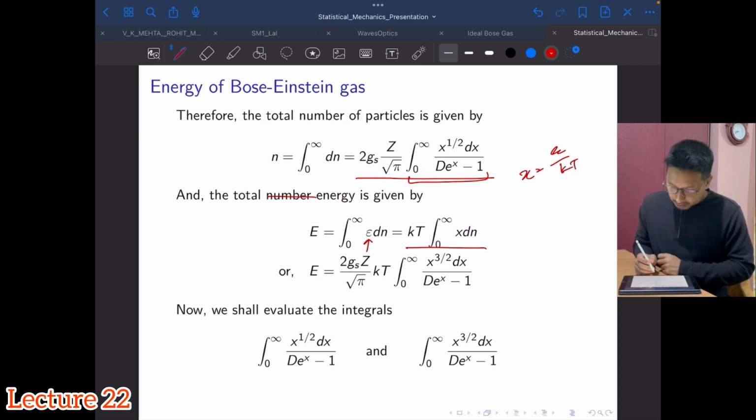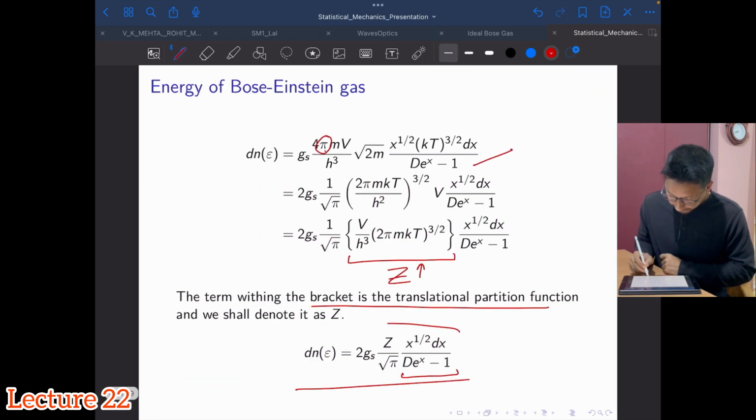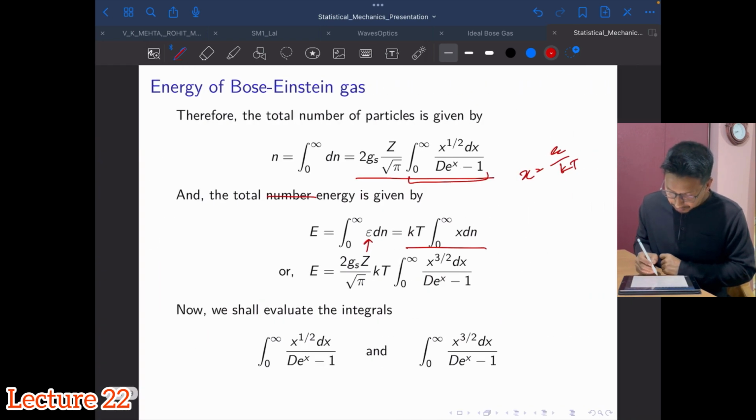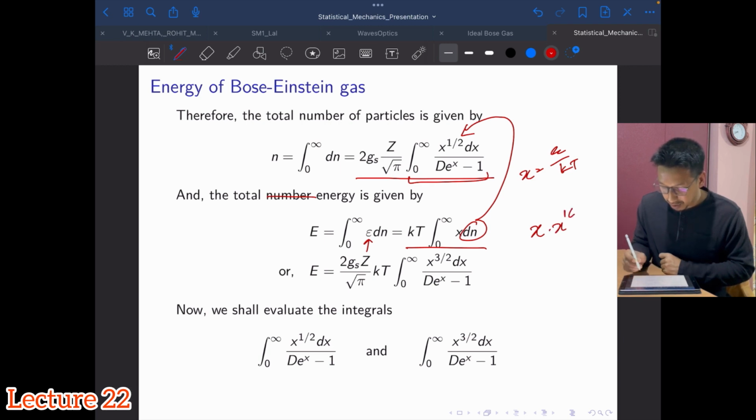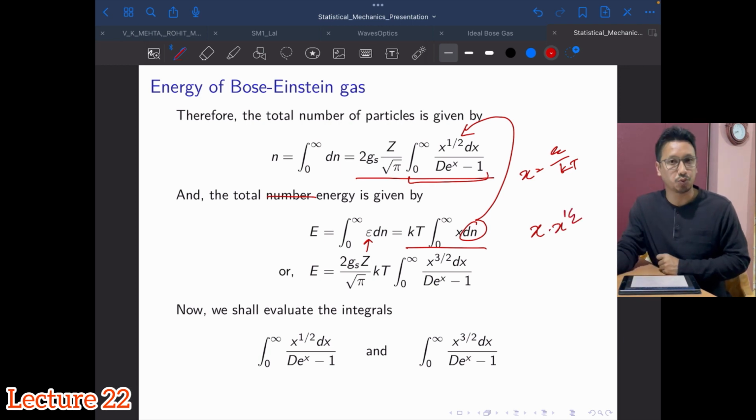Okay, so now again, simply substitute back. You have to substitute for this dn. Whenever you get dn, for dn there is a term x to the power half. So you have one more extra term here, x. So this will be x into half. That's why you get x to the power 3 by 2, isn't it?